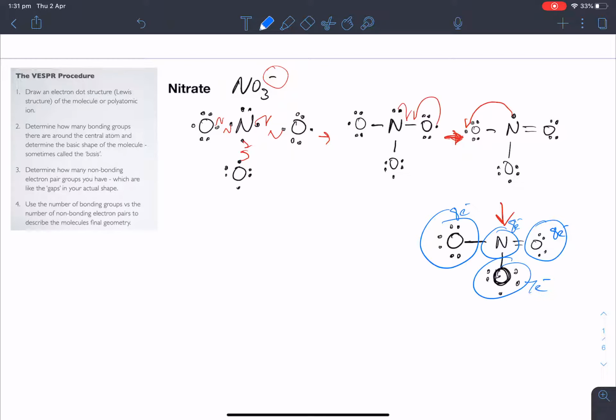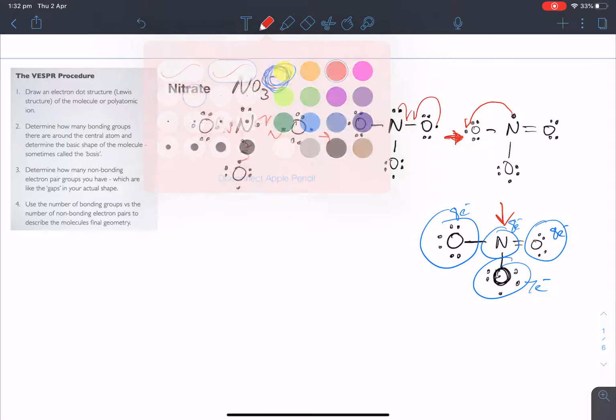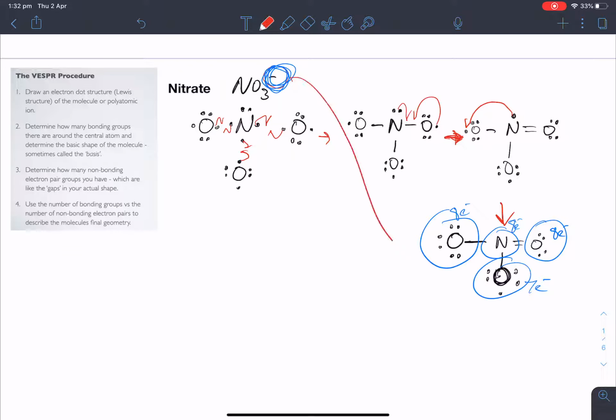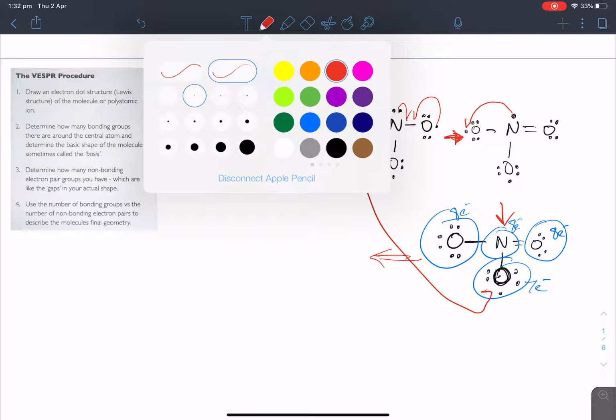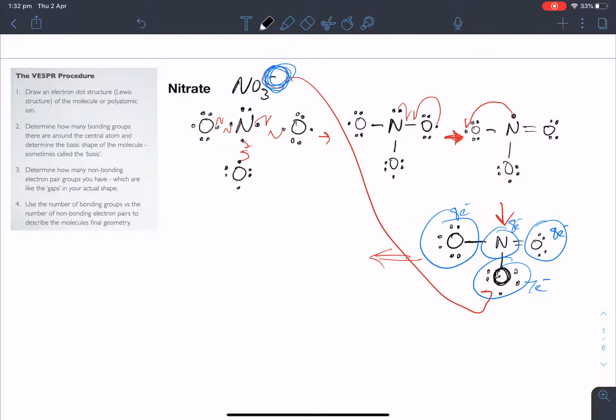Notice there can't be any more sharing, and we're down 1 electron, and that's where the minus comes in. That is why nitrate is charged. This electron jumps in there, and so the stable form of nitrate needs to be a single minus. We need 1 extra electron.